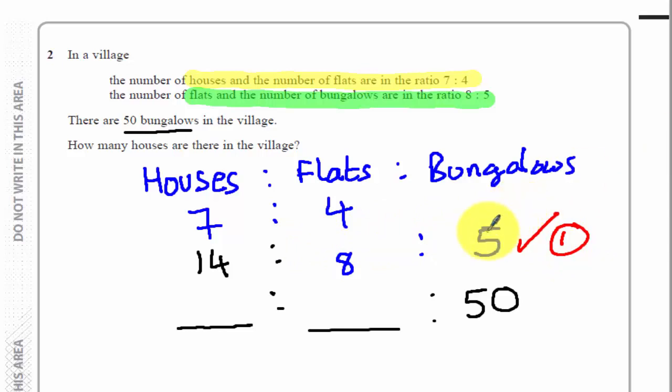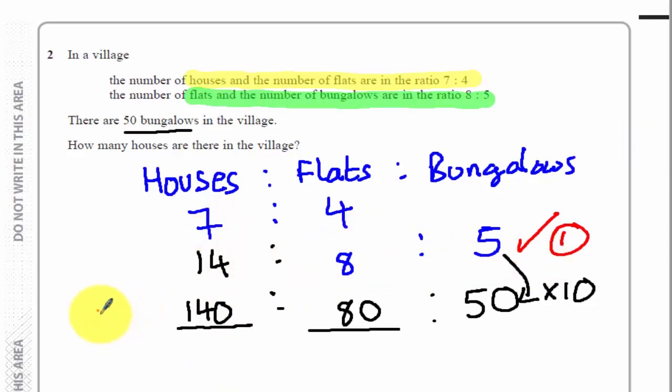There were other ways of getting the first mark, but that's probably the easiest way to go about it. Then, if I want to know how many other buildings there are if there are 50 bungalows, I hope you can see that 5 times 10 is 50. So the number of flats will be 8 times 10 to keep the ratio the same. So there would be 80 flats and there would be 140 houses. I've timesed each number in this row by 10.